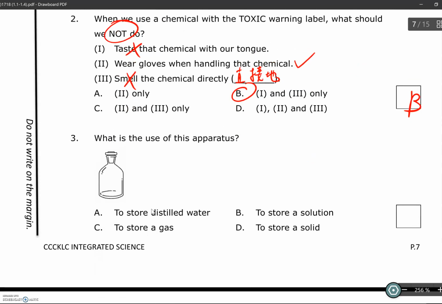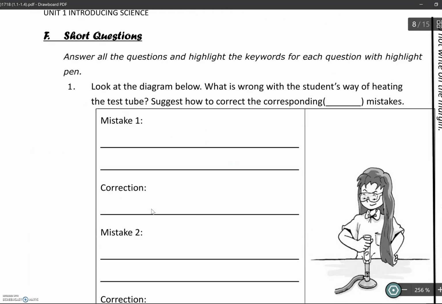What is the use of this apparatus? This is a reagent bottle. So this reagent bottle can be used to store a liquid. So the answer is B. And next page, short question.